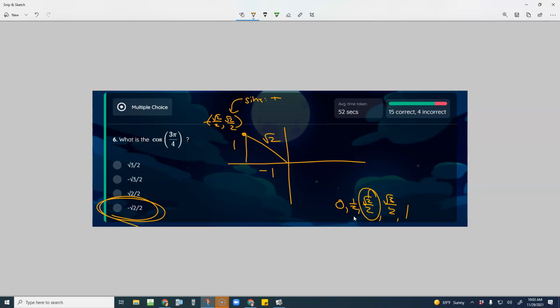Andy, what quadrants is cosine negative? Cosine is negative in, well, no one's negative in the first quadrant, right? But then cosine's only positive again in the fourth quadrant, which is why All Students Take Classes, the C shows up in the fourth quadrant. So sine is positive in the first and second, All Students. Tangent is positive in the first and in the third, All Students Take. And then cosine is positive in the first and in the fourth, All Students Take Classes.